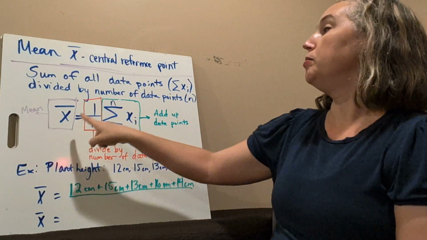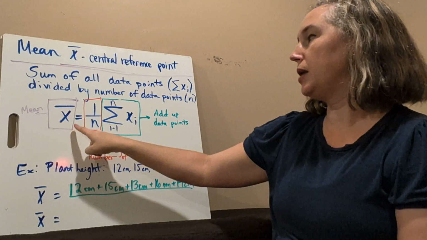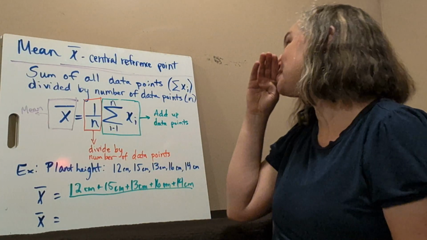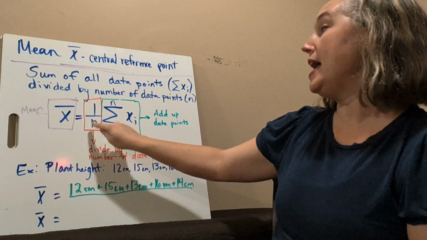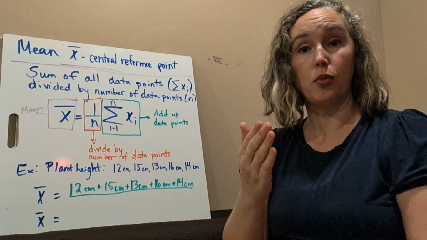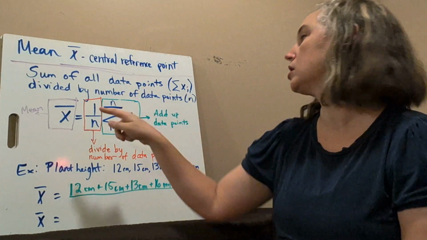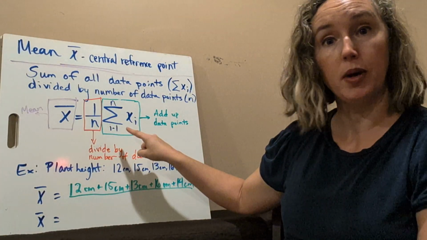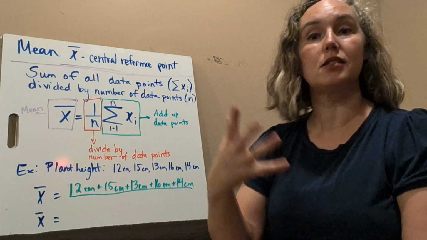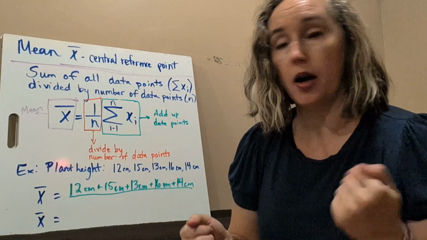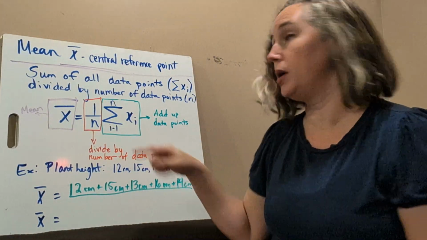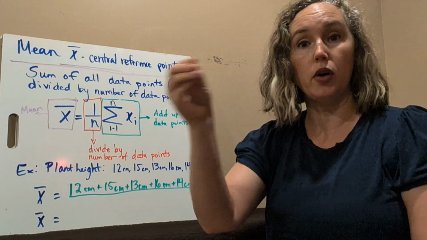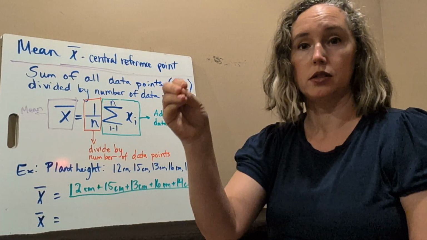So mean is represented by the variable x bar, so x with a line over the top. N is the number of data points, or the number of individuals. And then this big Greek letter is sigma, that's a capital sigma, and it means sum, or you add them all up. What are we adding all of them up? We're adding up all of the x sub i, all the individual x's, or all the individual data points.